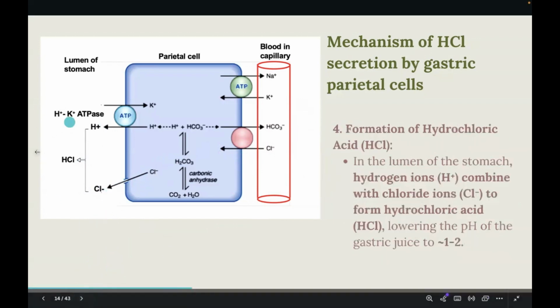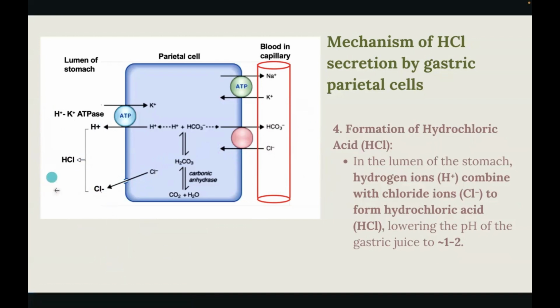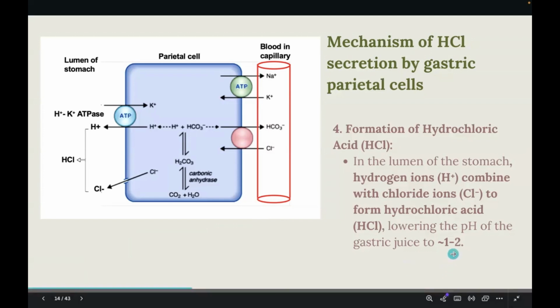Now that we have HCl forming outside in the lumen, this HCl is going to do its job. It's going to break down stuff. It's going to go and stimulate the pepsinogen. It's going to lower the pH of gastric juices to 1 or 2. Okay, it's that low. It even reaches 0.8 sometimes. I mean, yeah, it does reach, not sometimes.